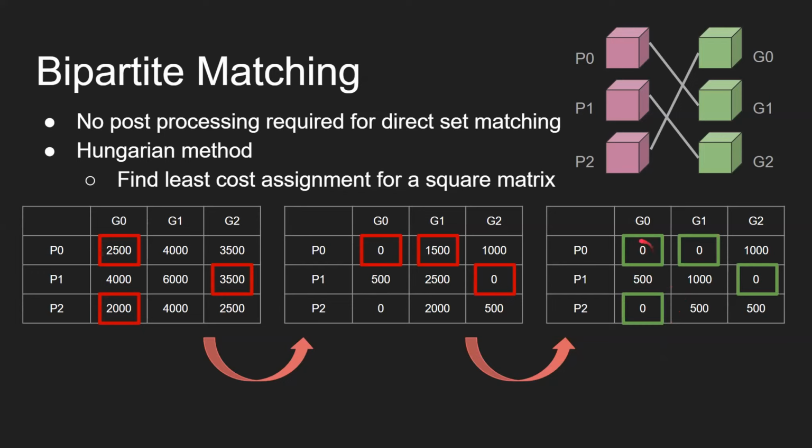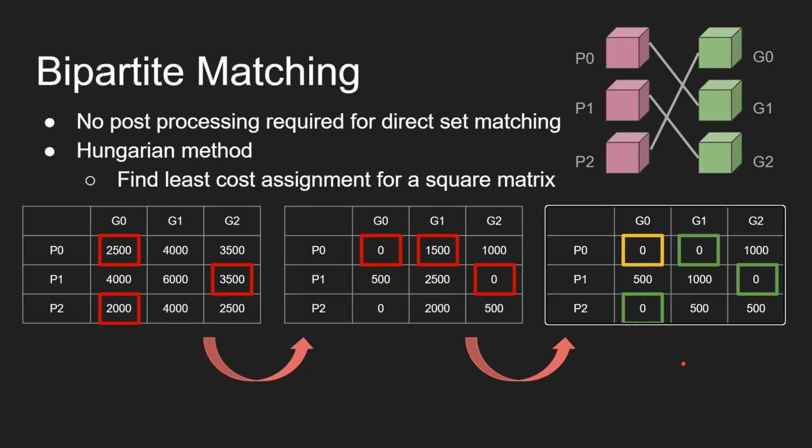We want to use these zeros because these are now our representative least cost matches. One quick thing to note here is if we were to choose this match here, this prediction 0 with ground truth 0, we would no longer have this ideal match here, P2 to G0, right? So this is not one we want to choose.